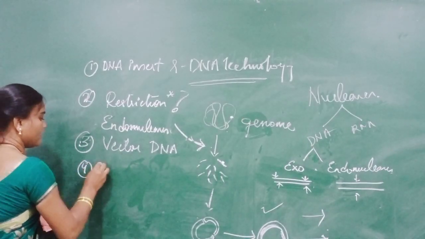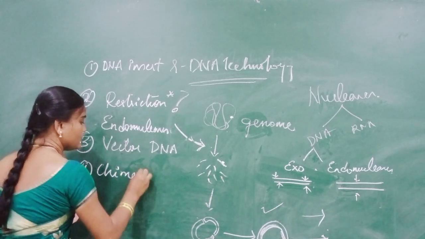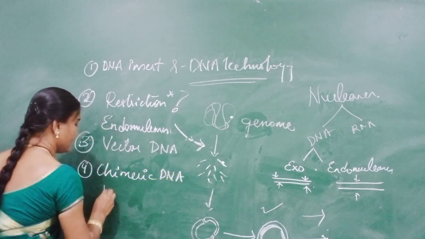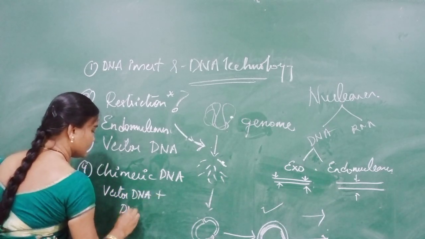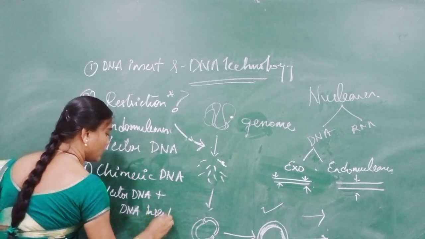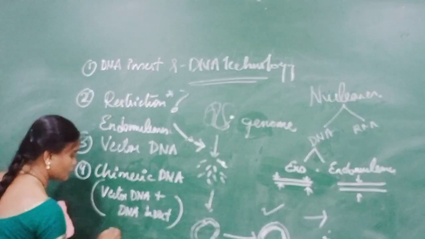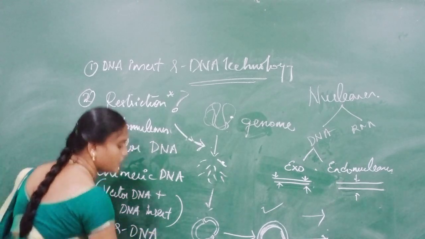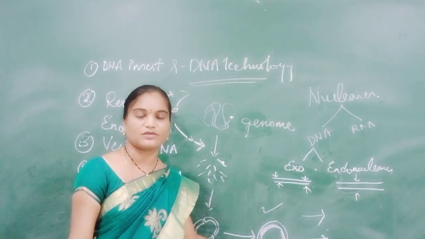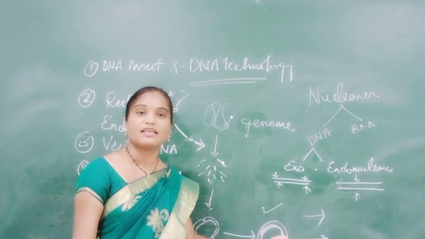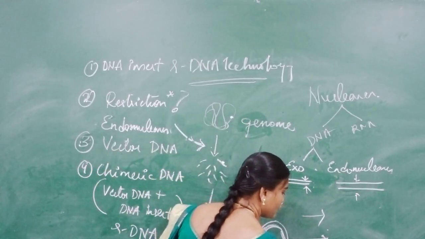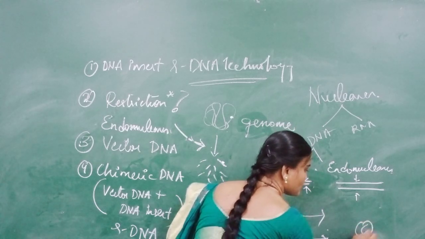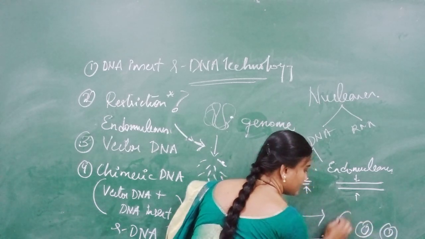Next is chimeric DNA. Chimeric DNA is vector DNA plus DNA insert. Chimeric DNA is also known as rDNA molecule. So this rDNA molecule is inserted in an organism. So this is a recombinant organism, that is recombinant E. coli, and this E. coli is grown for several generations. It will produce multiple copies of E. coli carrying your desired gene.